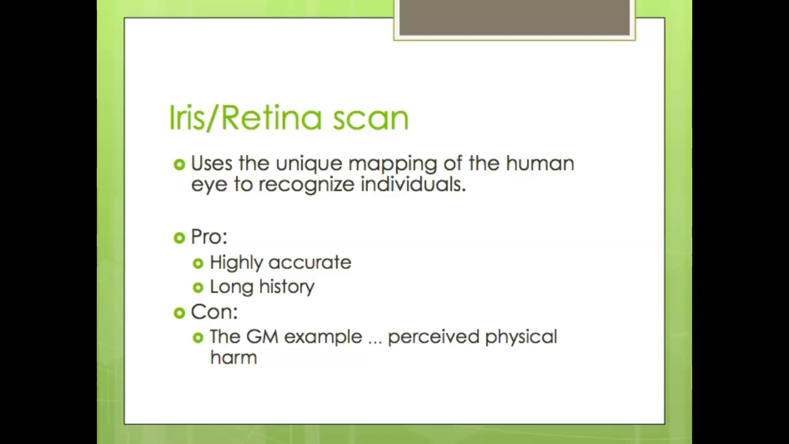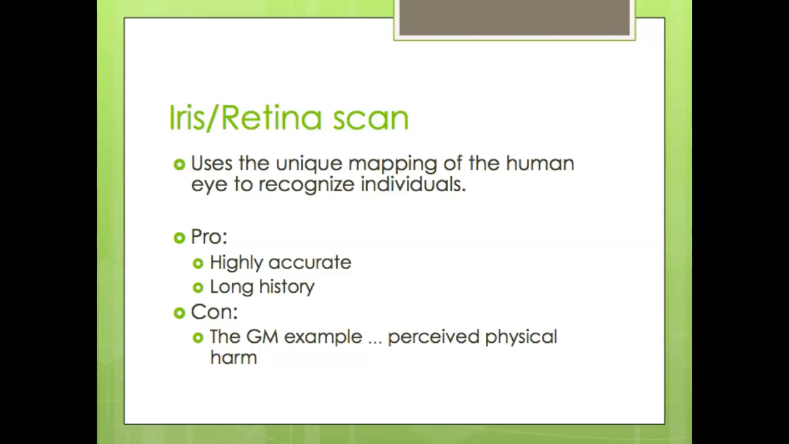So iris and retina scans, again, have been around for the better part of 20 years or longer. The retina scan has been around longer. The iris scan uses a standard camera to take a picture of the iris, which is where the color of your eye is in a unique pattern, whereas the retina scan goes deeper into the eye, and you must get much closer to it. You actually put your face very close to a scanner with a retina scan.